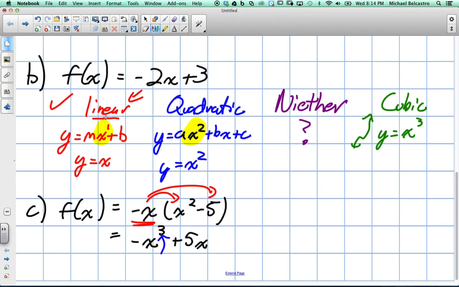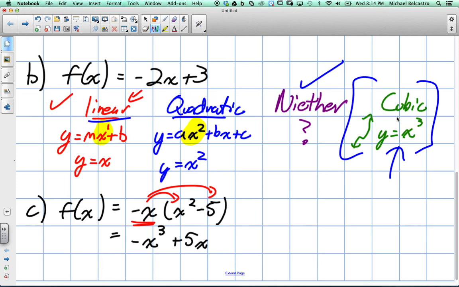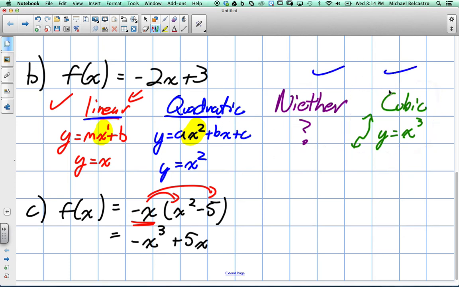3. So is it linear? No. Is it quadratic? No. Is it neither? Well, it's technically neither. It's not linear or quadratic. The video is not technically supposed to be about this, but we know it's technically cubic, but they don't talk about that in your class. So their options are linear, quadratic, or none of the above, right? So either of these is a correct answer, technically.